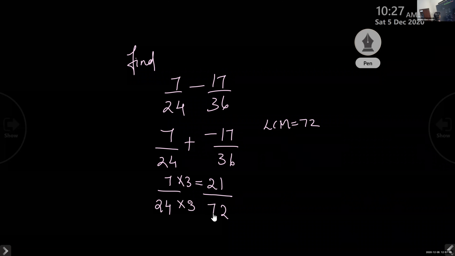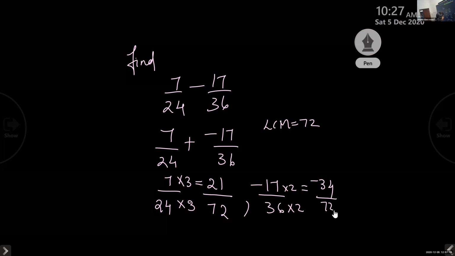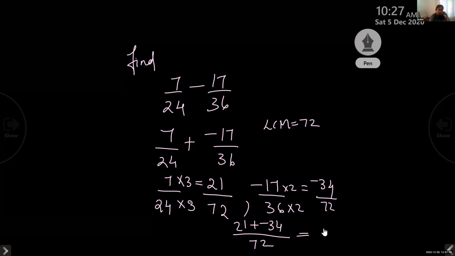Isn't it? Then next one is negative 17 by, don't forget negative, into that is already 36. So multiply by 2, you will get negative 34 by 72. Isn't it? So now add 21 by 72 plus negative 34 by 72. So what is the answer you get? It is negative 13 by 72. Answer.